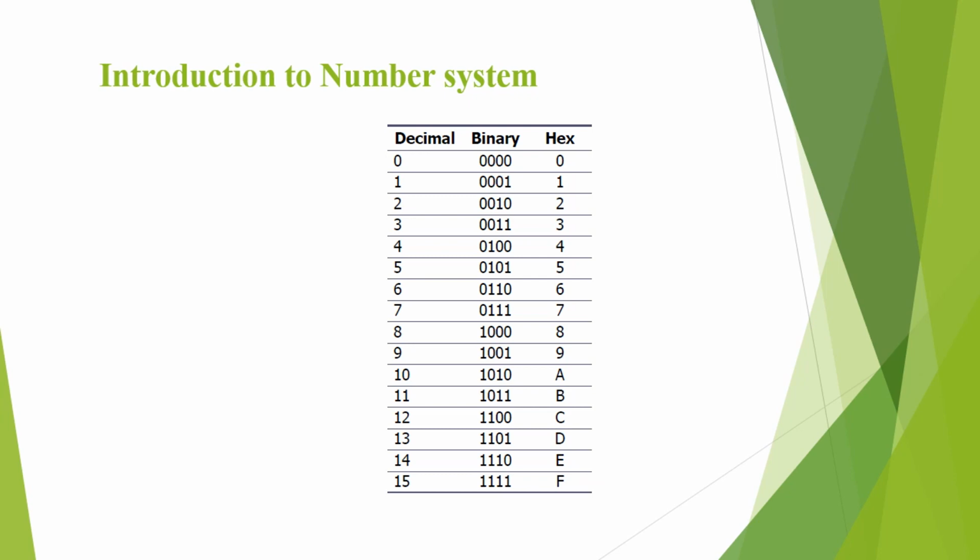So this, you can see the number system representation in decimal, binary, and hexa. So decimal 0 to 9, the binary representation is shown, and hexa representation is 0 to 9, A to F. So hexa A to F is decimal 10 to 15. The binary representation for each one of them is shown.